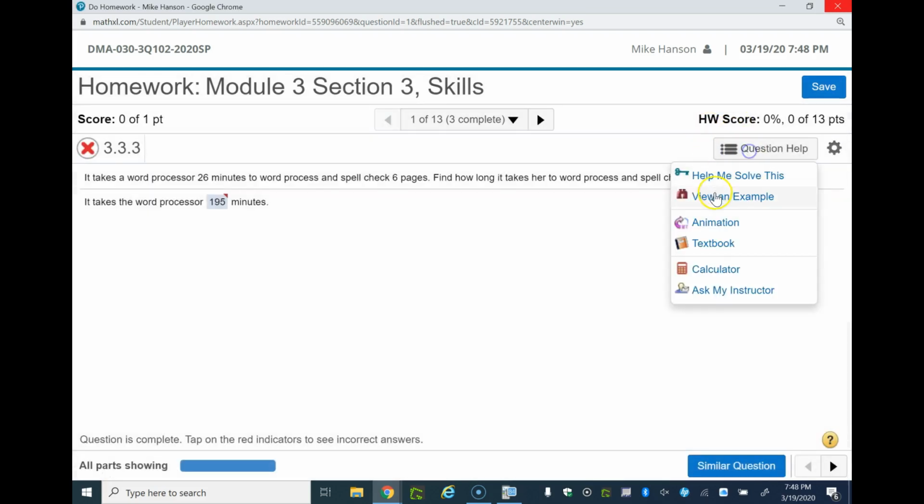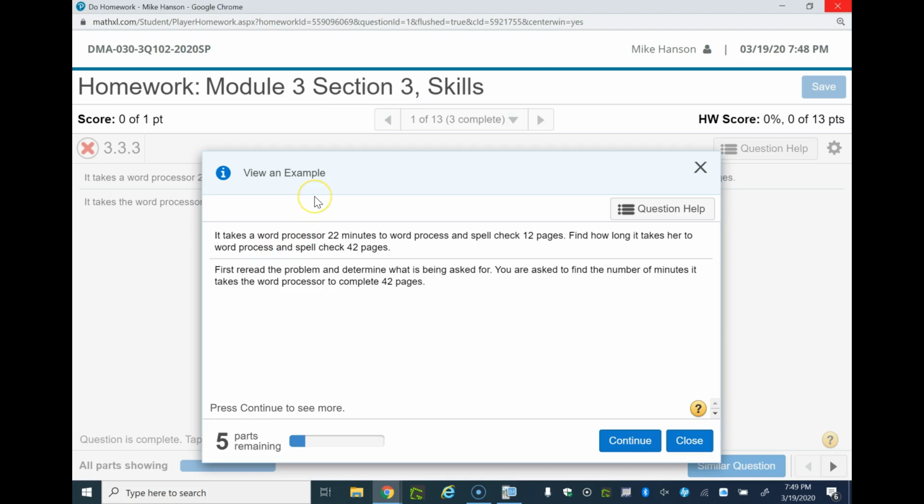Under view an example, you can see section 3 is going to be mostly all word applications. But if you understand sections 1 and 2, then this section should not take as long, but we're still going to read each of the problems to figure out what we need to do. In section 3, all these problems need to be set up as a proportion. So again, we'll have a ratio equal to another ratio. Reading the problem, we use these three numbers here and these three numbers here.